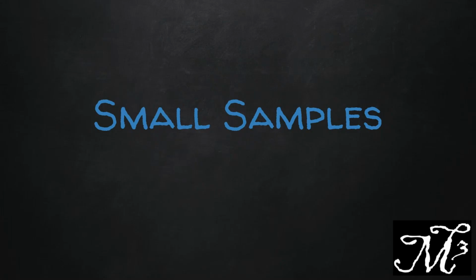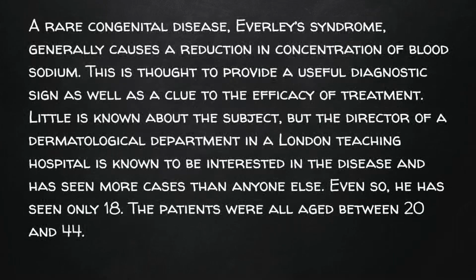Today, we're going to talk about a T procedure for a sample size that is small. A rare congenital disease, Everleigh's syndrome, generally causes a reduction in concentration of blood sodium. This is thought to provide a useful diagnosis sign as well as a clue to the efficacy of treatment.